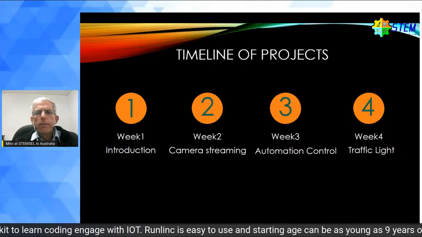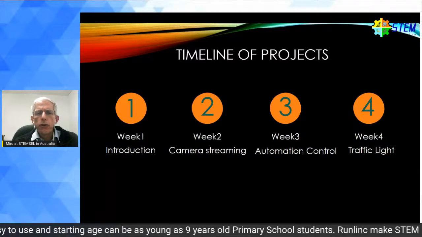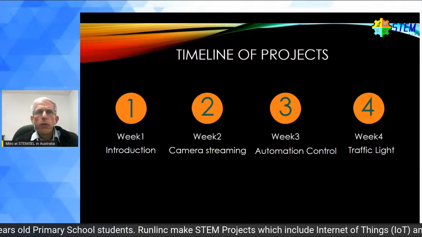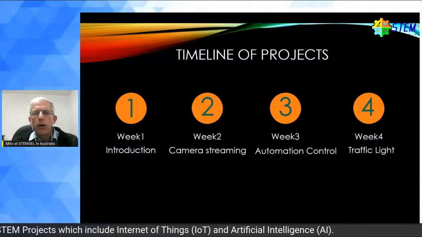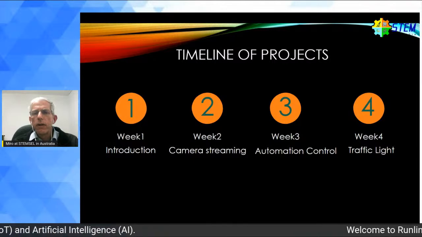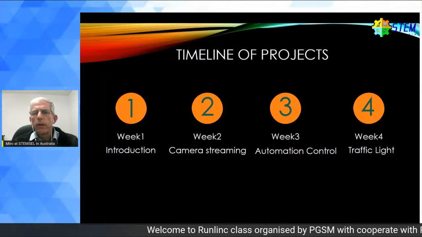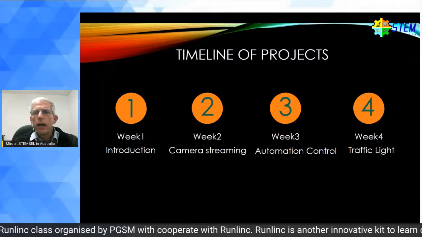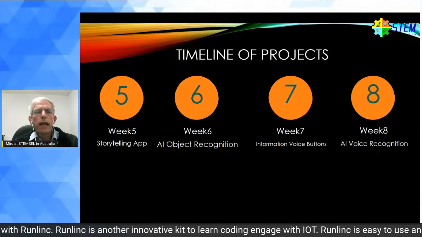In week 3, we will be doing automation control. So you'll be able to do buttons that can turn things on and off, and we will also see how we can even draw on the web page, the HTML, and change colors and shapes there using the buttons. Very easy. Week 4, we will show how Runlink can simulate, for example, traffic lights. The traffic lights can do a sequence, and we will show how we can step through that.